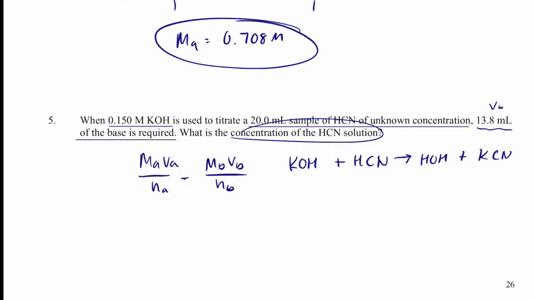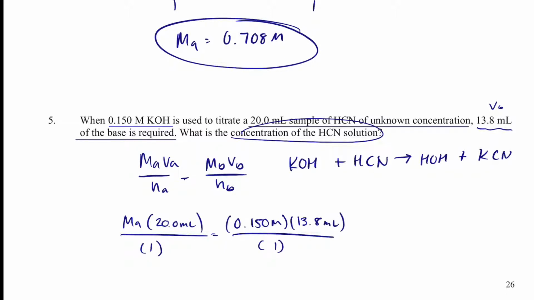The molarity of my acid, that is unknown. The volume of my acid was 20 milliliters. The coefficient of my acid was 1. The molarity of my base was 0.150. The volume of my base was 13.8 milliliters. And the coefficient of my base was 1. So if I take 0.150 times 13.8 divided by 20, when I solve for MA, I get 0.1035 molar as my final answer.